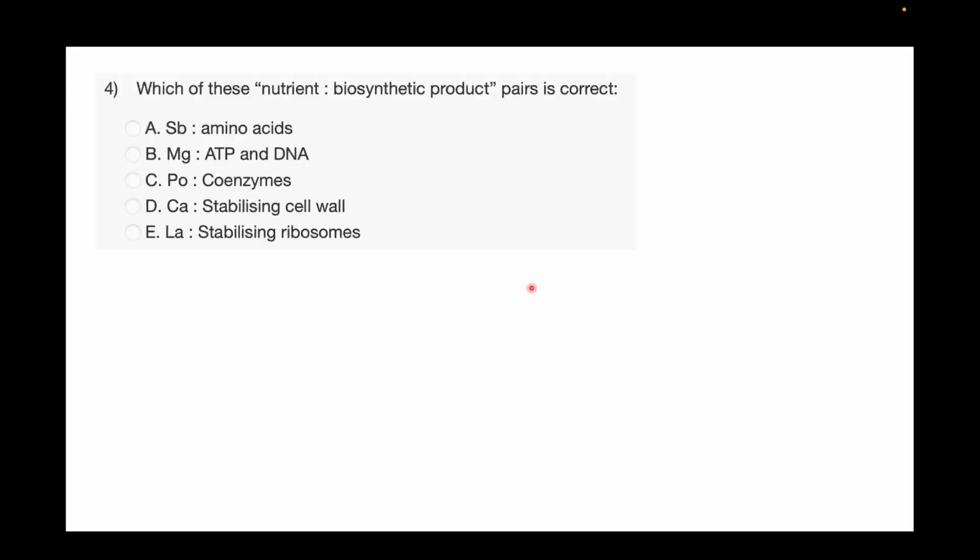Which of these is a correct match for a nutrient and biosynthetic product? Okay. Take your time, look at all these matches and tell me what is the correct answer in the chat box. I will revisit this question in a minute or so.